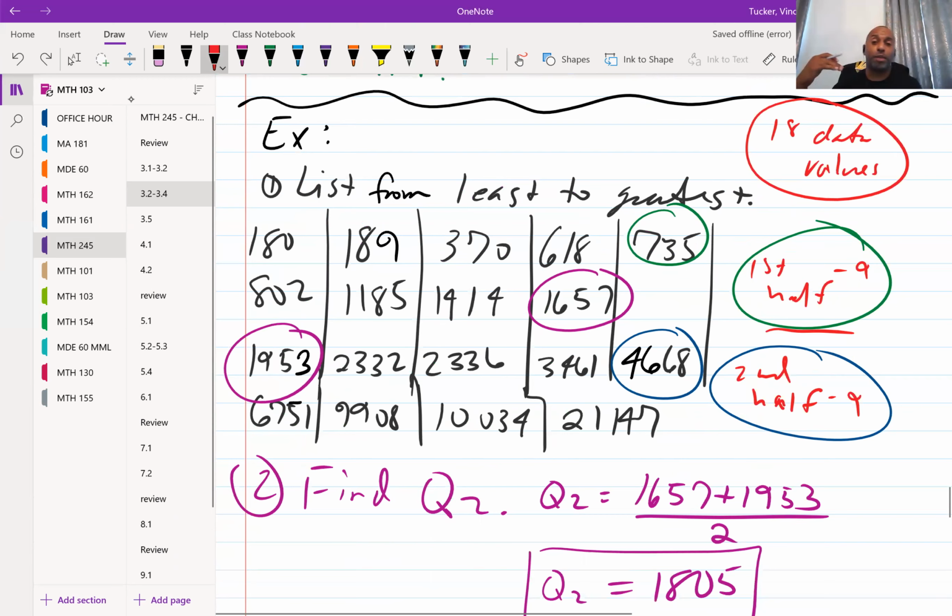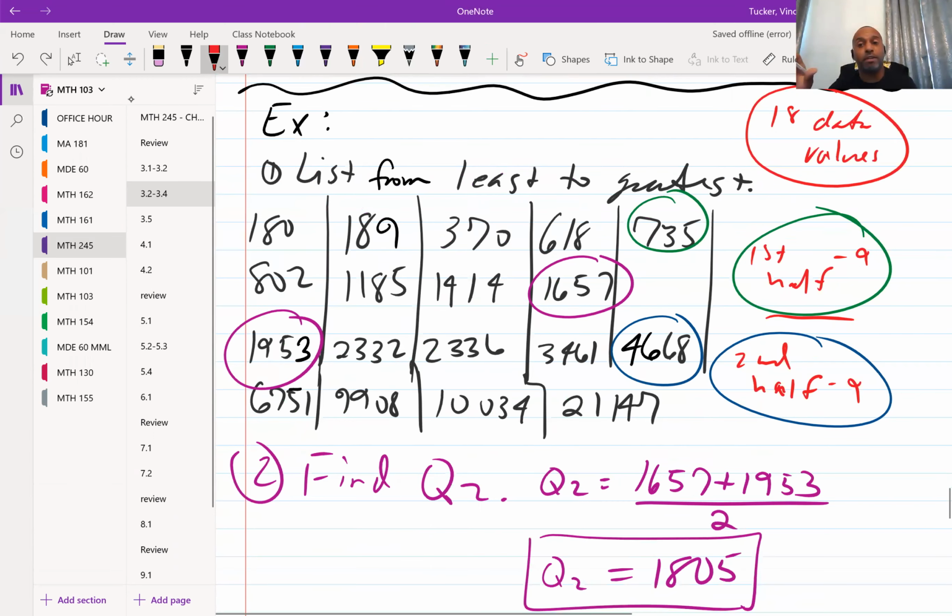Now remember, when you're looking for the median, if you have an odd number of data values, then all you do is pick out the middle one. But if you have an even number of data values, which we have here, we have 18 data values, we have to take the two middle values, add them together and divide by 2. And so that's what I did here. I took 1657, 1953, add them together, divide by 2. I got 1805. Okay. Questions on that first one, Q2.